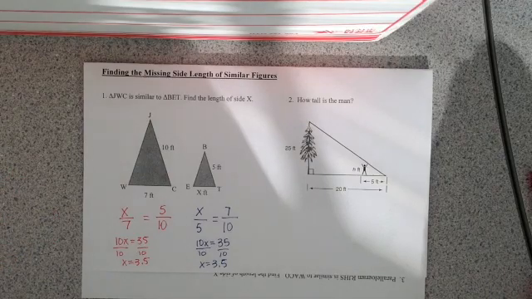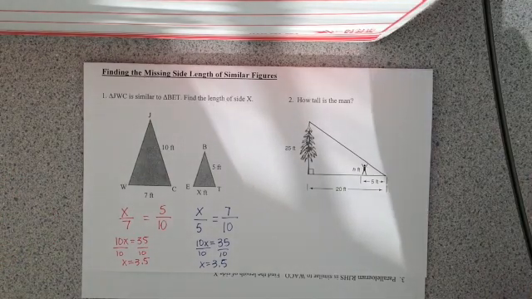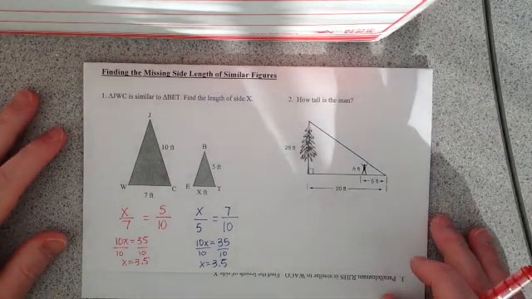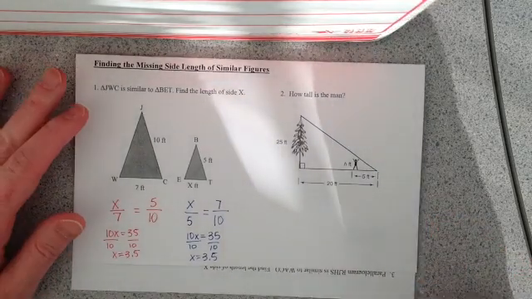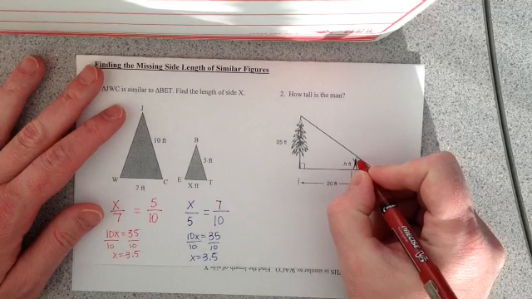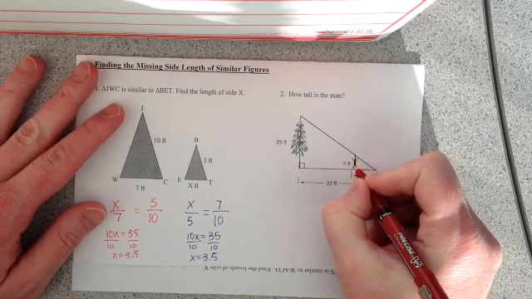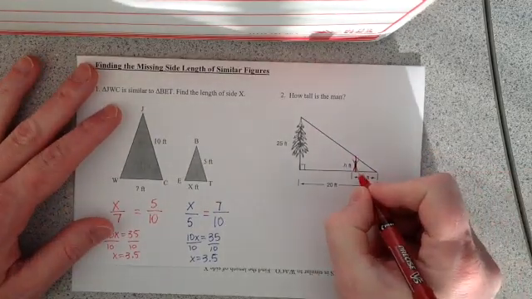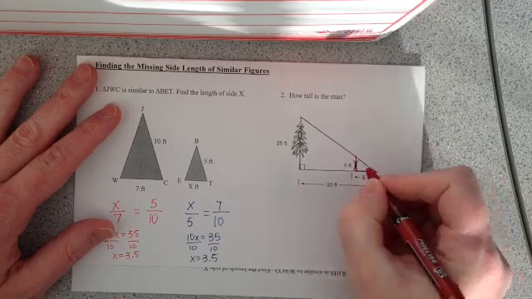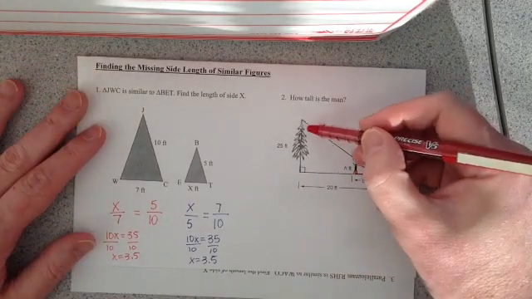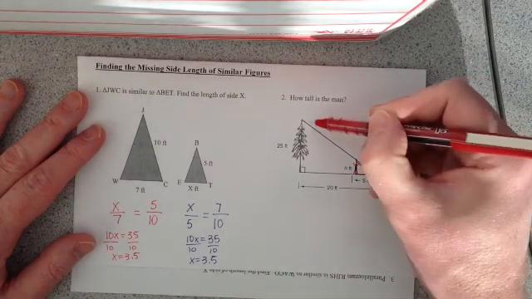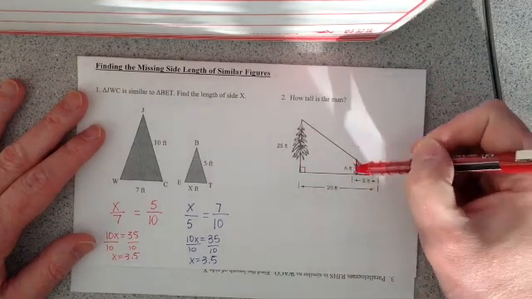Well, let's do the same thing for this number 2. How tall is the man? Do I have enough information to solve this? Actually, you do. Because now we have 2 triangles. I'm just going to draw a line straight down that man. And I'm going to create 2 triangles. I'll trace the first one in red. The second one is the one that includes the tree. That is the entire large triangle. So I've got 2 triangles.